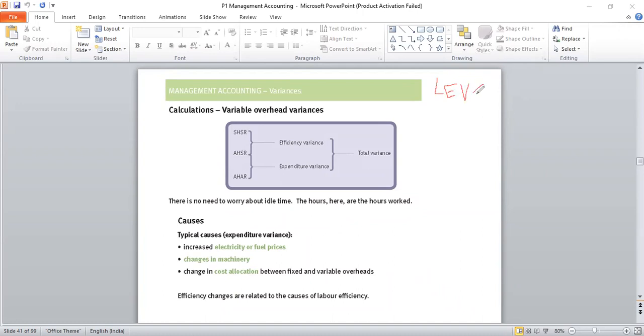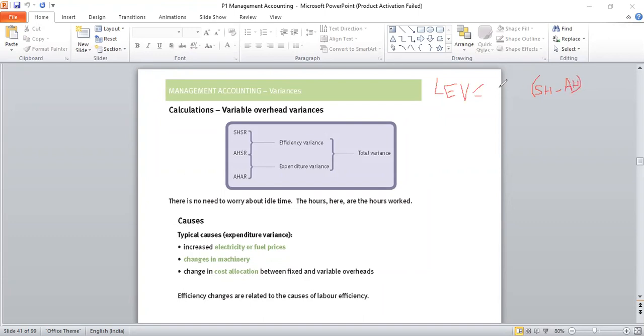It will be the difference between the usage. Usage will be in terms of hours. Very good, in terms of hours. So we see that either the standard hours or the actual hours applied at the standard rate. That is how we calculate the efficiency variance.